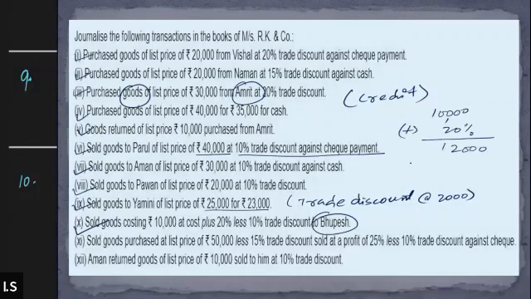Got it, everyone? And then you will give him a straight discount of 10%. So 10% of 12,000 is 1,200. Subtracting 10% out of 12,000 will be 10,800. So this is the final price at which we have sold goods to Bhupesh. Got it? Is it clear to everybody or no?